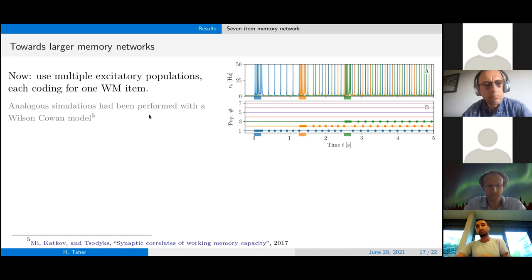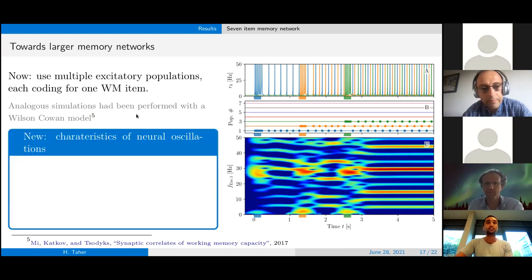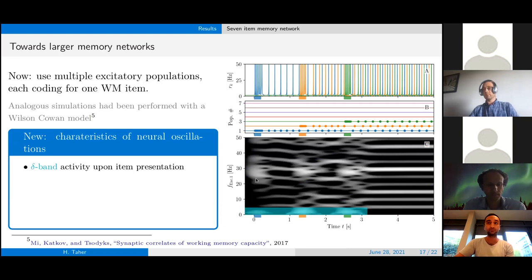We can go beyond what we can do with the Wilson-Cowan model, as I have shown previously, looking at the spectrogram. In fact, we can now characterize the neural oscillations during the working memory maintenance here. This is a spectrogram resulting from these simulations. It's a bit complicated, but if we have a closer look, we can understand it. First of all, as in the experiments, we have this delta band response every time we load an item. So that's nice. Then we have strange lines here.